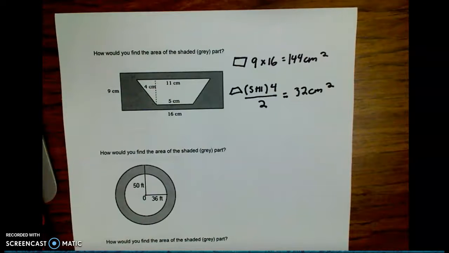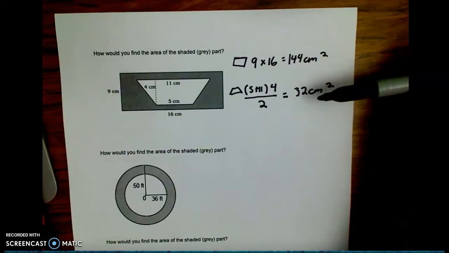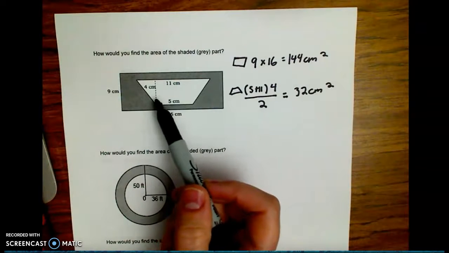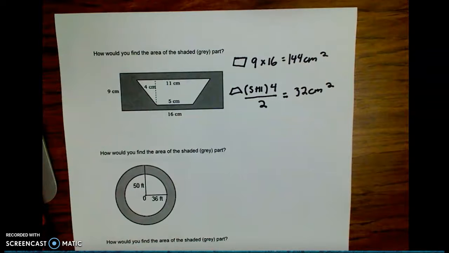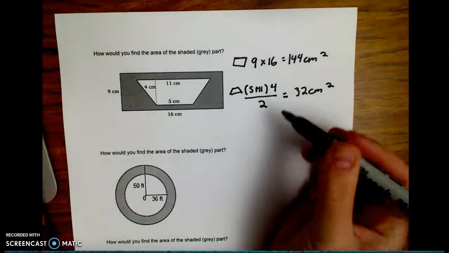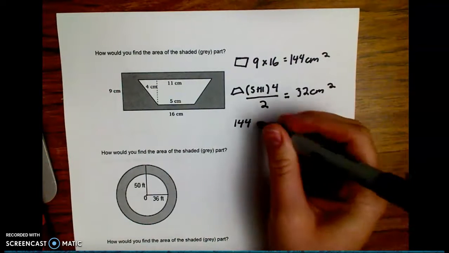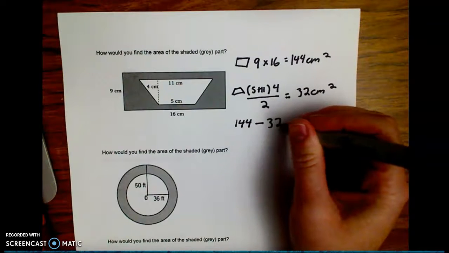Okay, first, what I did, I took each shape, the rectangle and the trapezoid, and I found the area using my formulas that we discussed earlier. So there are each of them. Now, if I think about it, to cut out a shape, I want it to go away. I want to subtract it from that shape. So I would take the area of the rectangle, which is 144, and I would subtract the trapezoid shape, because I do not want to include that part.